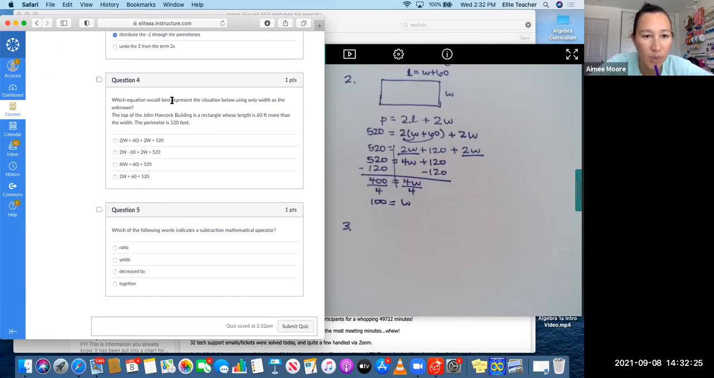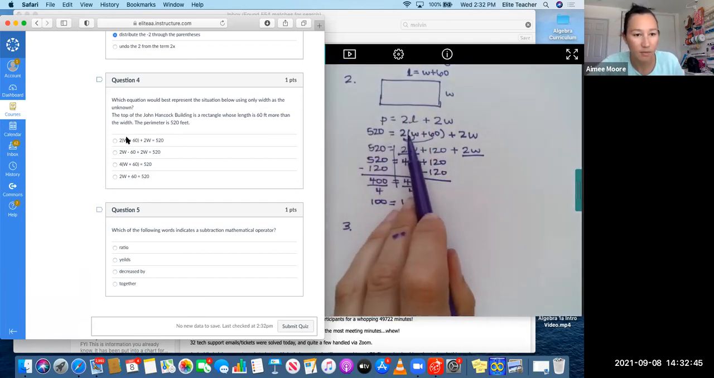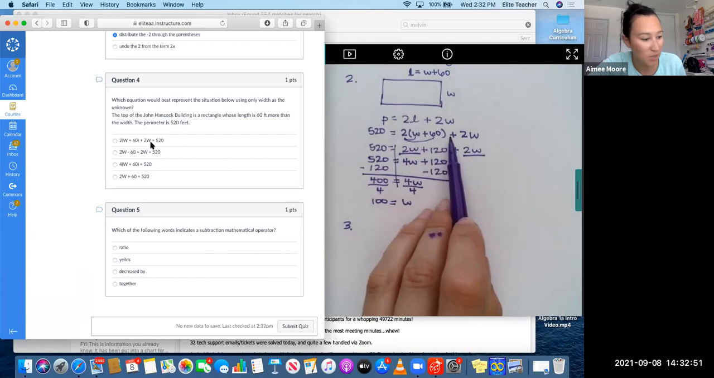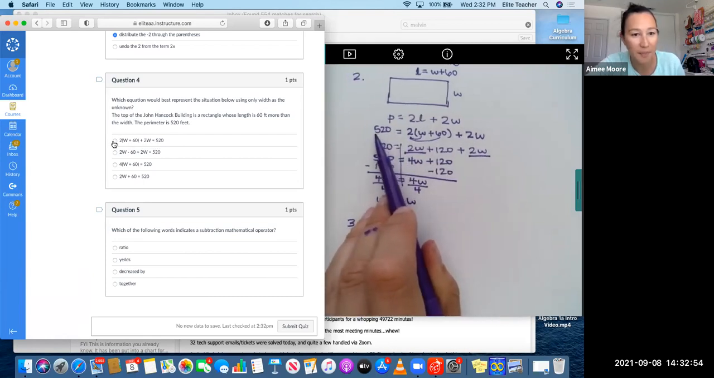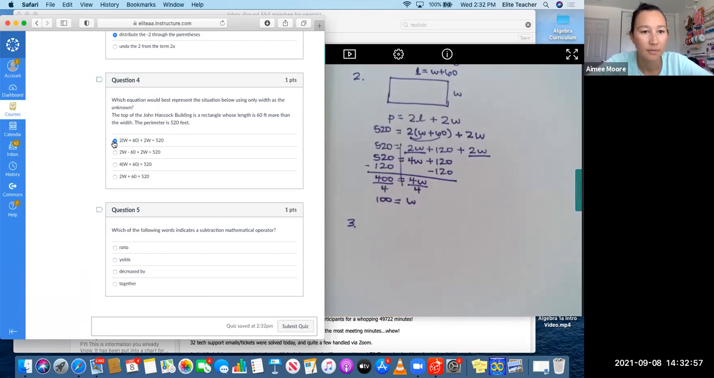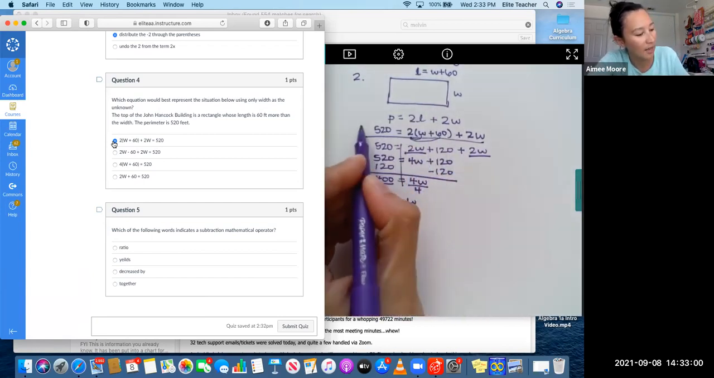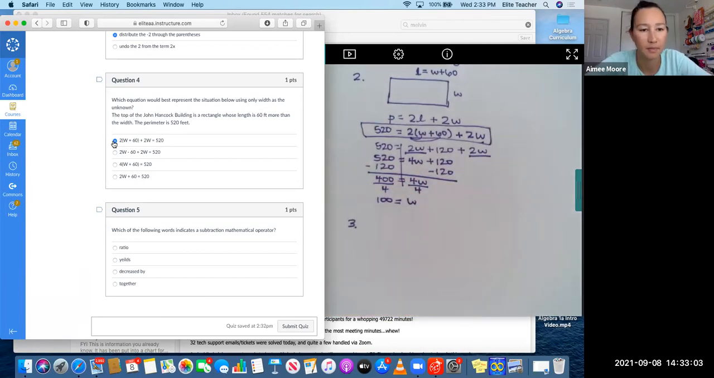All right, let's see. Which equation would best represent the situation below using only width as the unknown? The top of the John Hancock building is a rectangle whose length, this is the same one, whose length is 60 feet more than the width. That was the exact same. Oh, and so we can look back over here. And it was 2 times W plus 60 plus 2W equals 520. So it's this right here. That's how we found the perimeter. Any questions on number 4?